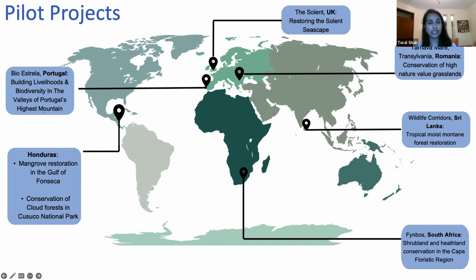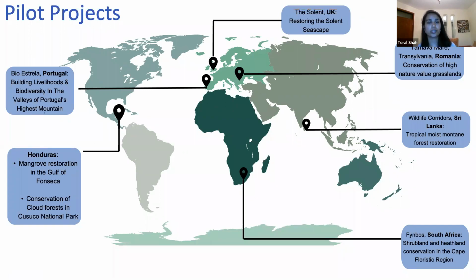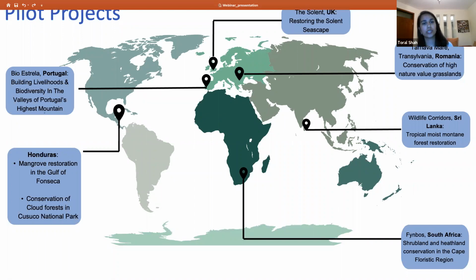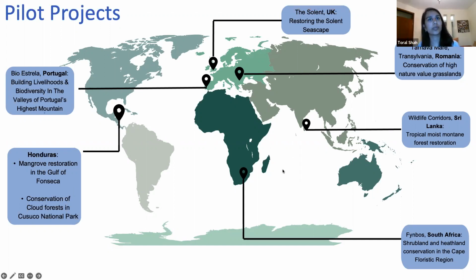And last but not least is our project in South Africa, located in the Fynbos. This is a conservation project within the Flower Valley of the Cape Floristic region, holding global botanical significance. So more information about each of these pilot projects will be available on our website from tomorrow after the webinar.